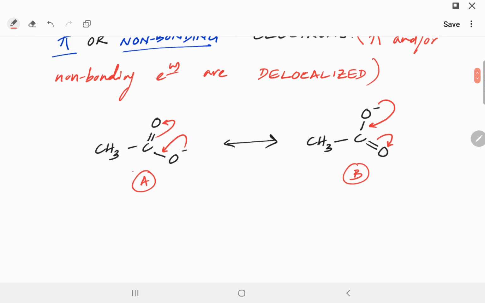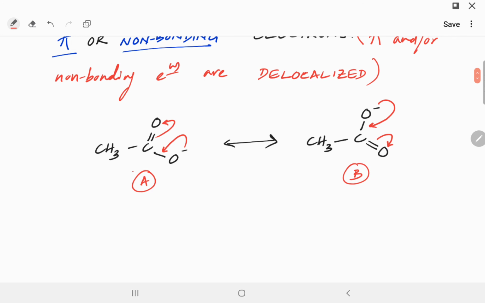So what does the acetate ion do? It tries to delocalize the negative charge around. It's like you are trying to borrow money from your friends to pay off the loan, so that temporarily you are releasing the burden of that loan, right? So that is exactly what the molecule is doing. It is trying to delocalize this negative charge onto other atoms, so that temporarily it can release itself, right? So that is exactly what happens here. By delocalizing the pi and non-bonding electrons, the molecule is trying to achieve more stability.